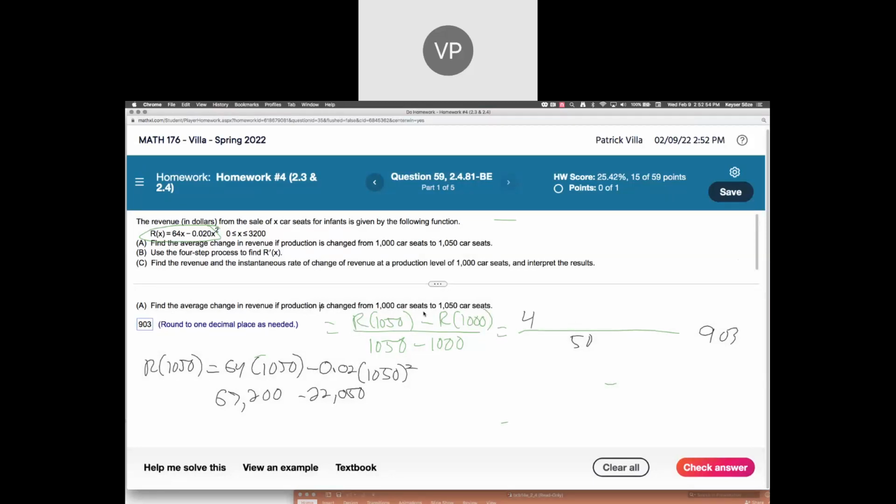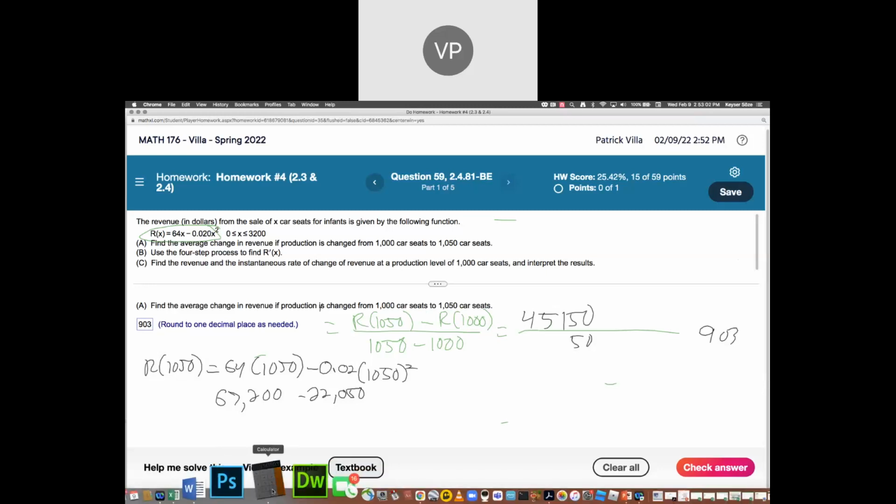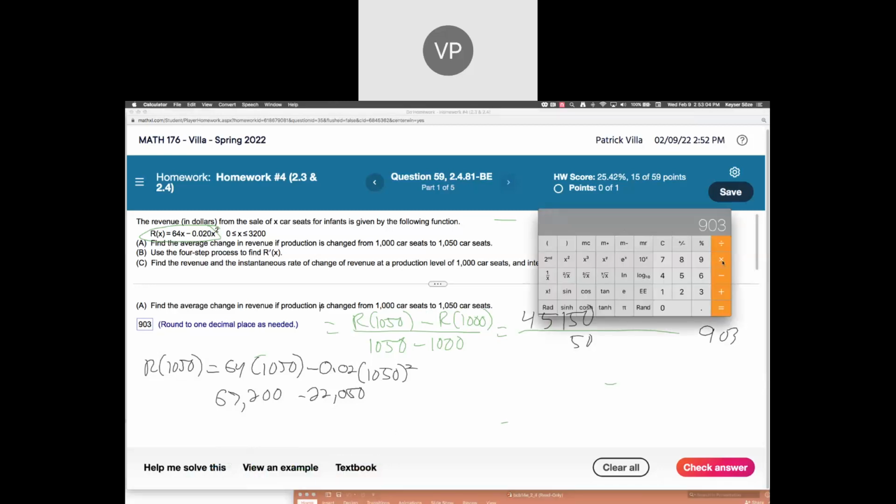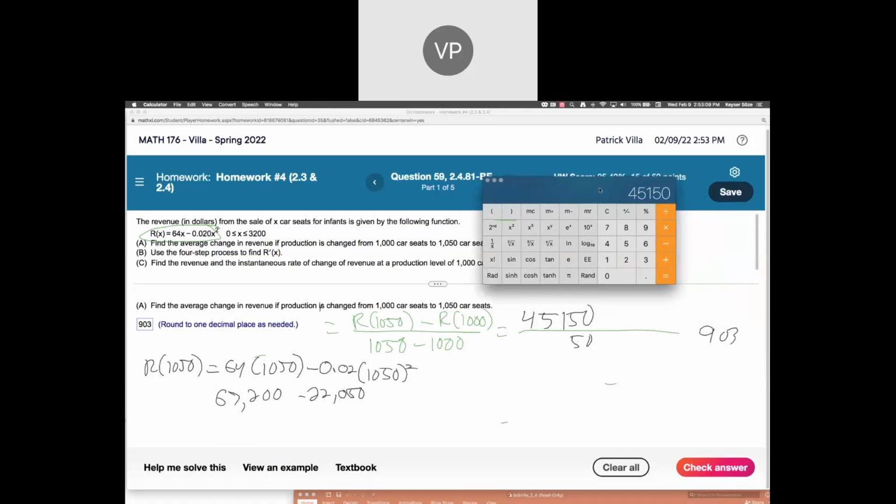We found R of 1050, which is this 40,150. I hope that was what I had just now. Okay, 45,150. We still need to find the R of 1,000 right here. So I have to do this one as well. I forgot about the second half. That's why everything seemed very high to make a profit of $903 per car seat. I know there's some car seats that are expensive, but not that many.